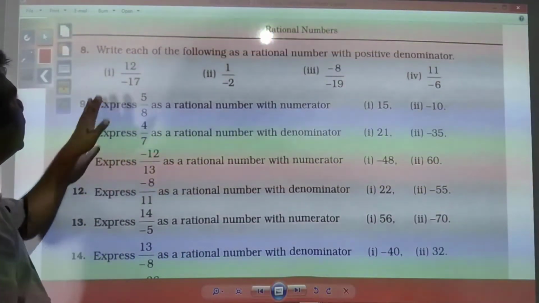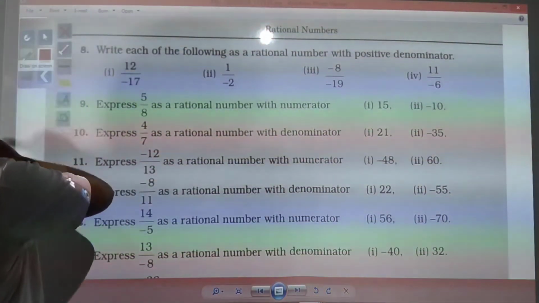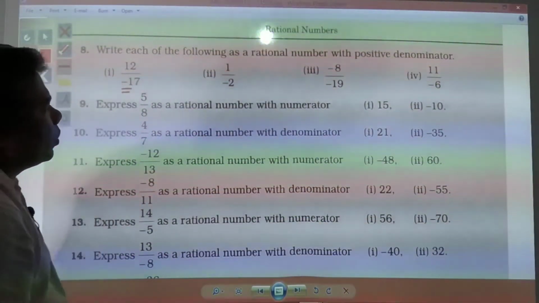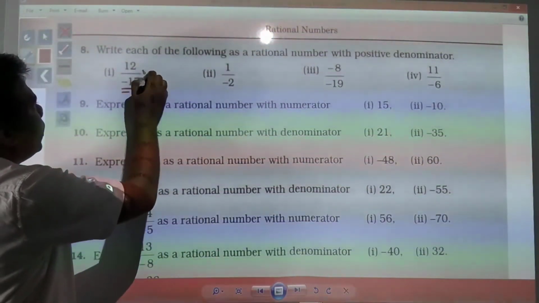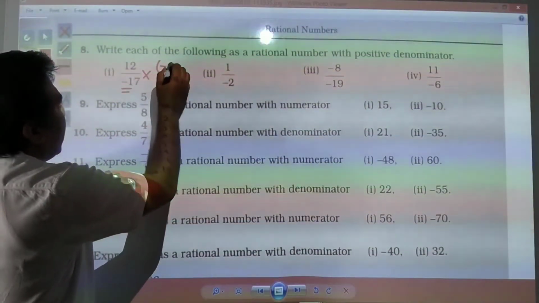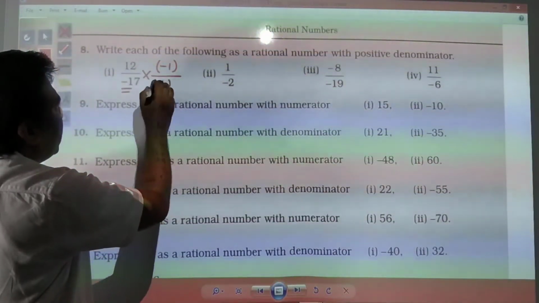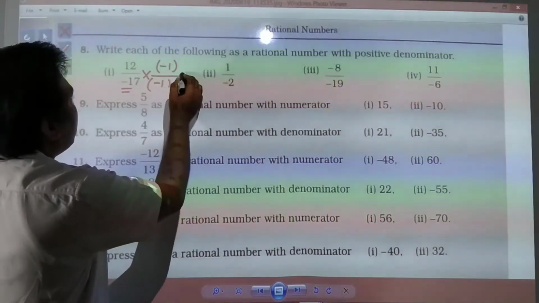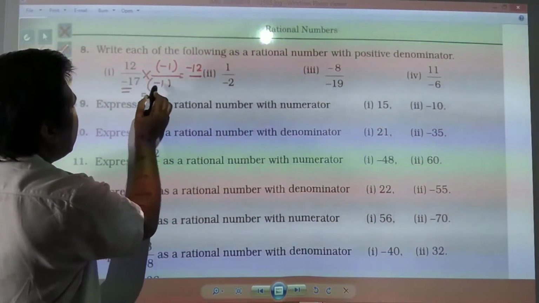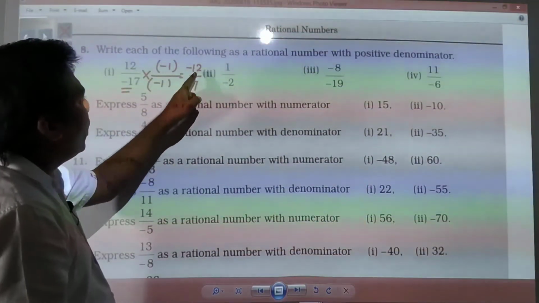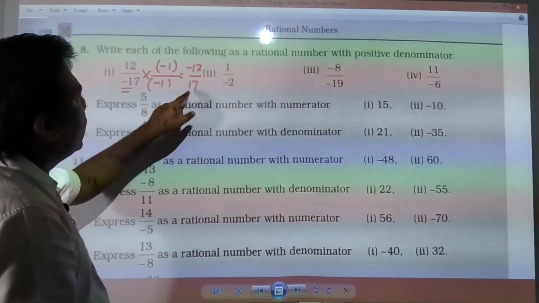Then you have: write each of the following as a rational number with positive denominator. Here your denominator is negative. So you need to convert that into a positive denominator, and for that what needs to be done? You need to multiply by minus 1 in numerator and denominator. So if you multiply by minus 1, you will get minus 12 divided by minus into minus plus, 17. So minus 12 by 17 will be your rational number with positive denominator.